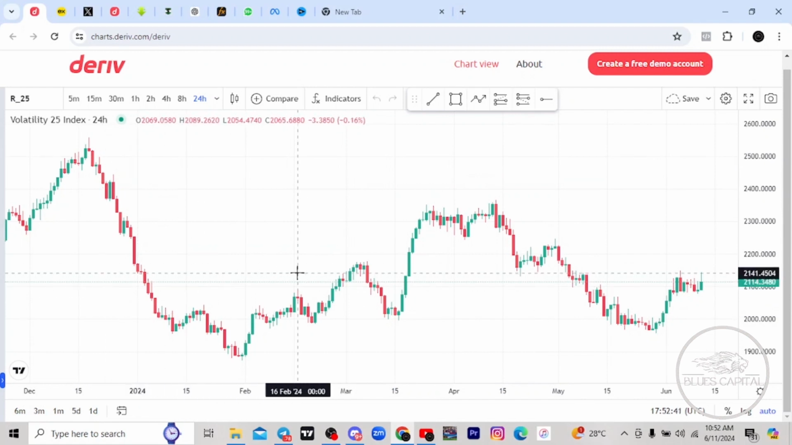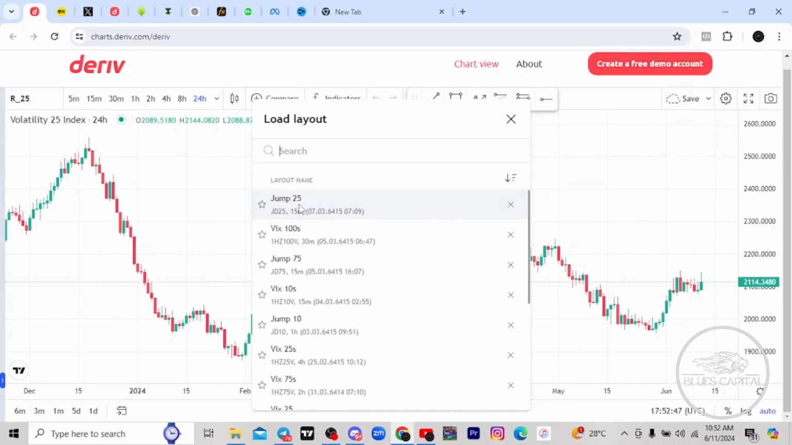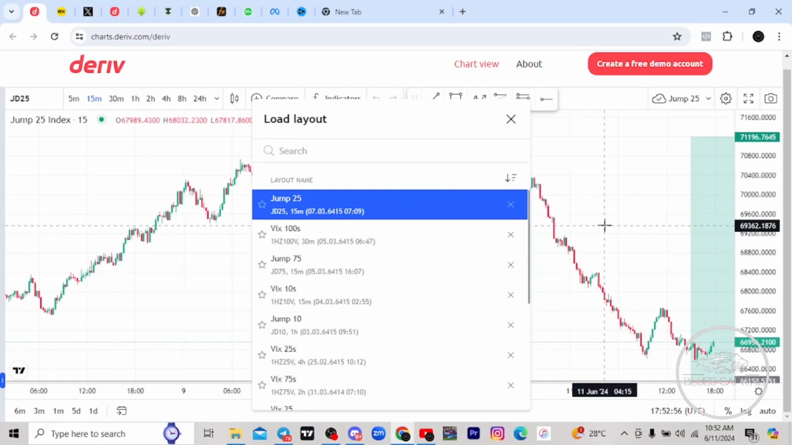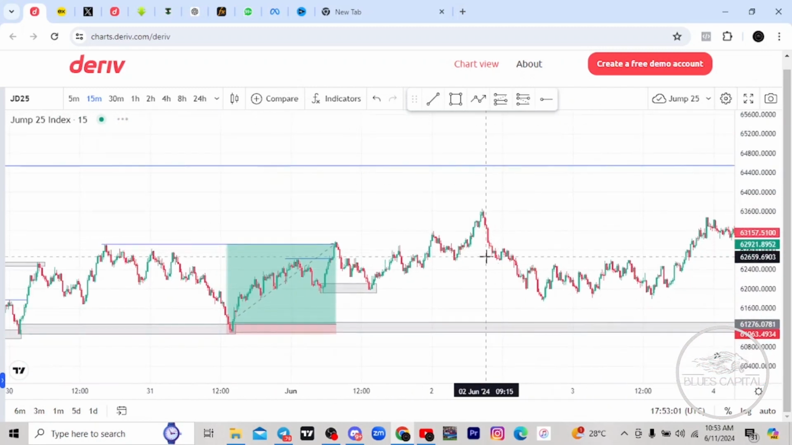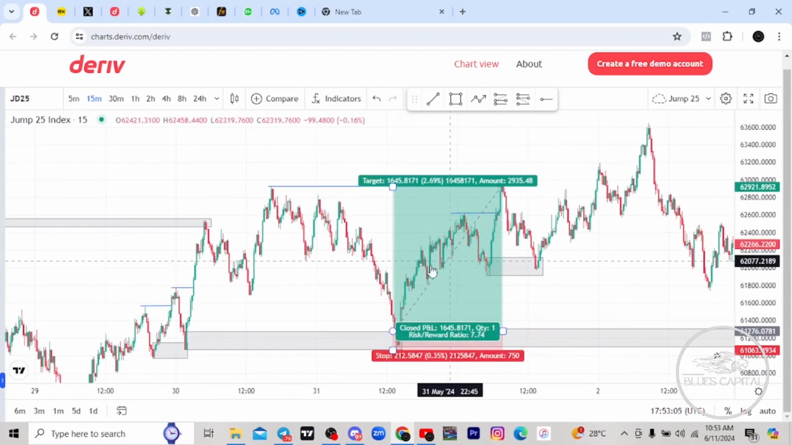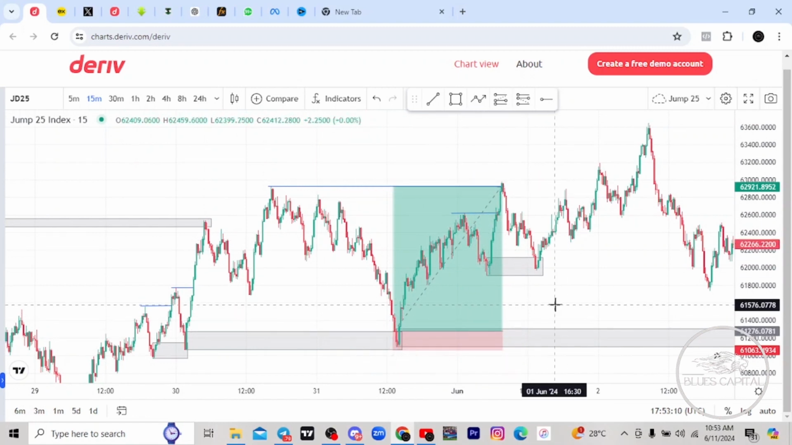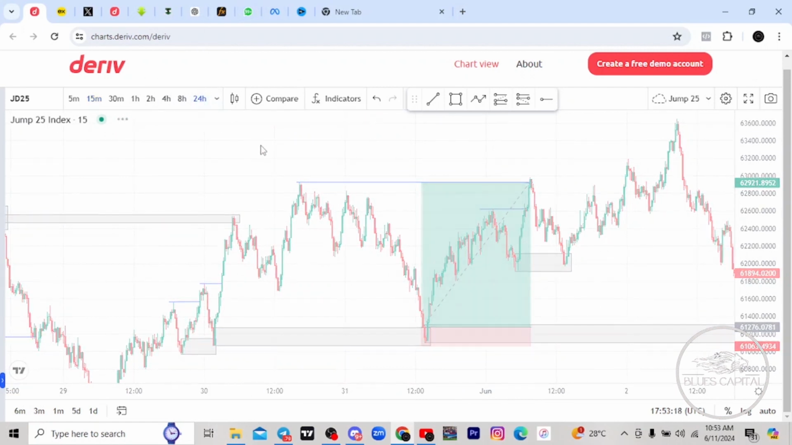So let's start from the first one, which is Jump 25. So this was the trade. This is the 7RR. You can see it's 7RR, which is 7.74 risk to reward ratio. So how did I get this trade? I did my top-down analysis starting from the high time frame, which is 24 hours. That's the daily time frame.